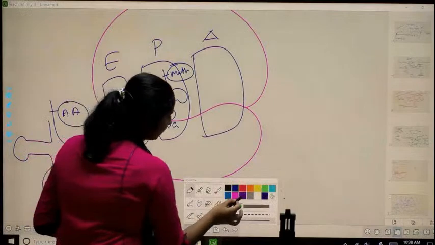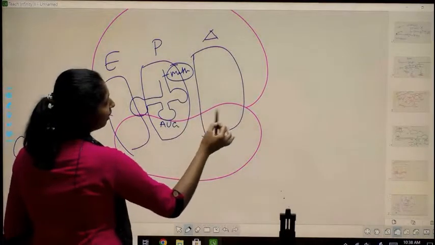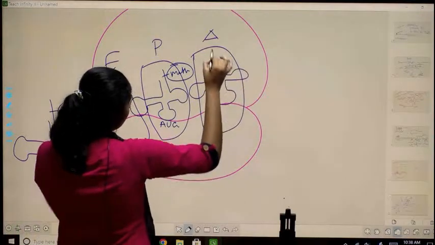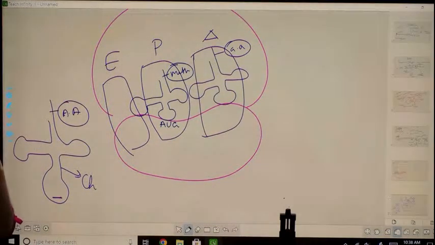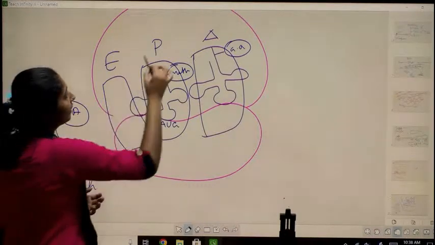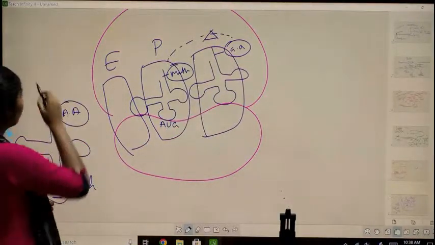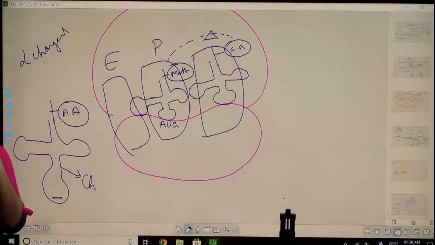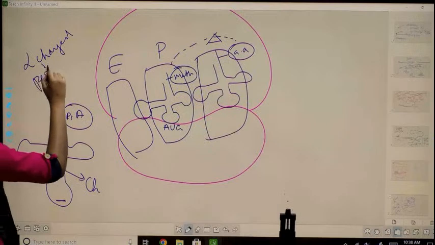Now there would be the next charged tRNA coming along with an amino acid corresponding to whatever codon we have here. So here we have another charged tRNA that has another amino acid. When two charged tRNAs are in very close association with each other, that energetically favors the formation of a peptide bond.